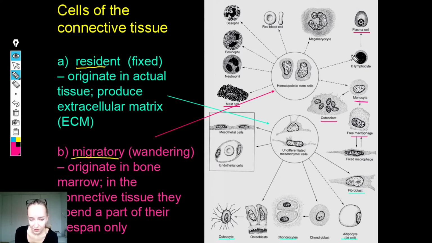And really the main fixed cells of the proper connective tissue are fibroblasts. Then we have, for example, cartilage, and the main fixed cells there are chondrocytes. Osteocytes are in the bone. Adipocytes are in the adipose tissue. So the main types are fibroblasts, chondrocytes, osteocytes, and adipocytes.